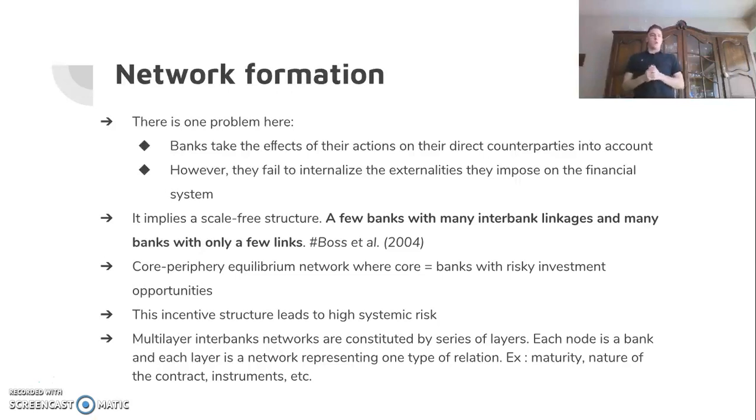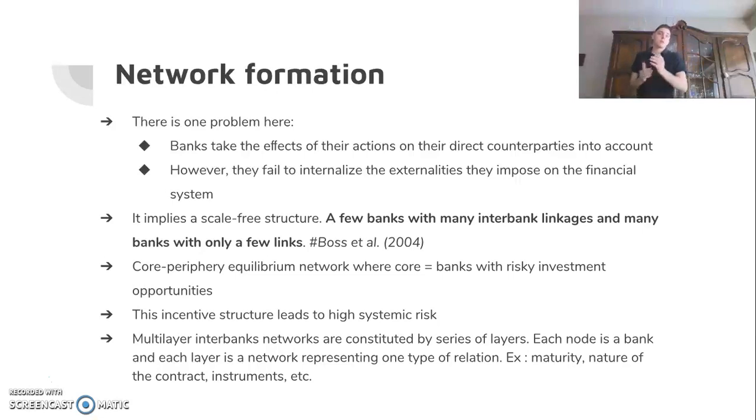There is not just one type of relation between banks, so we needed a system that takes into account the different types of relation and not just consider one type. This is why a more realistic representation has been developed, which is the multi-layer interbank network. We briefly spoke about it before. It is composed of a series of layers. Each node is a bank and each layer is a network representing one type of relation. For instance, you can have maturity, nature of the contract, instrument, and so on.